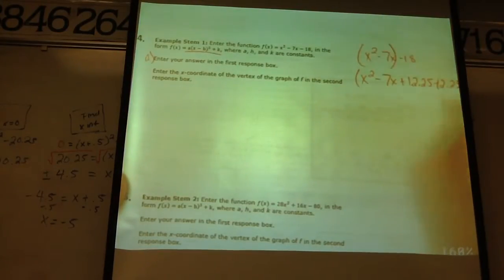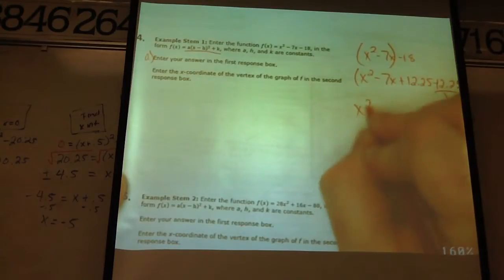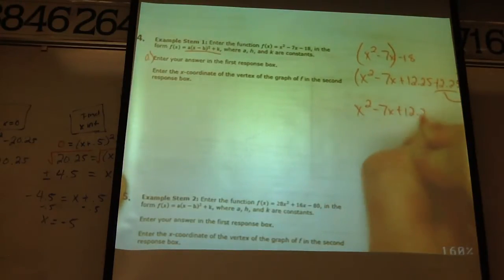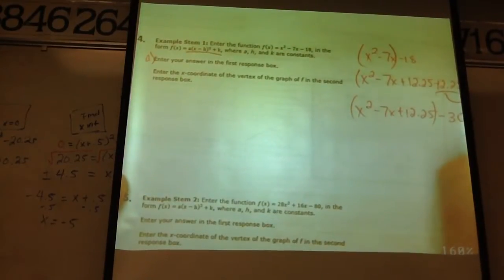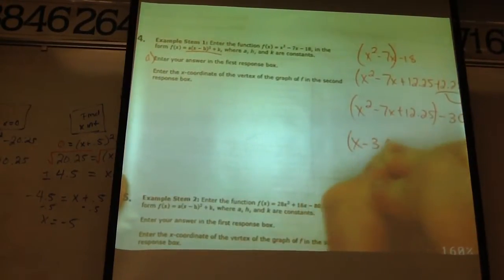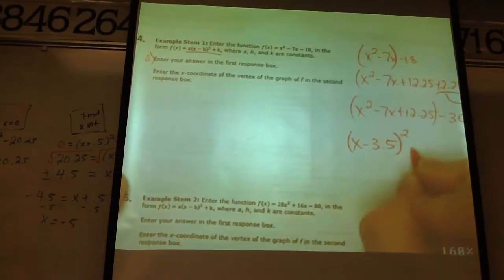Minus 18, bring that one out. So it's just x squared minus 7x plus 12.25 minus 30.25. So your answer would just be x minus 3.5 squared minus 30.25.